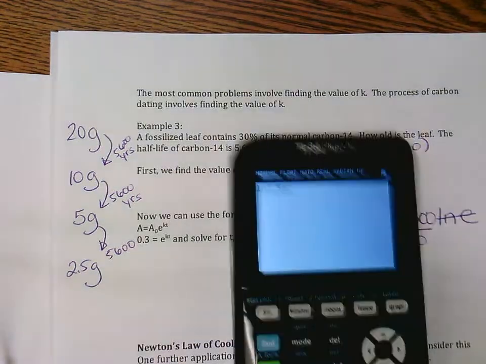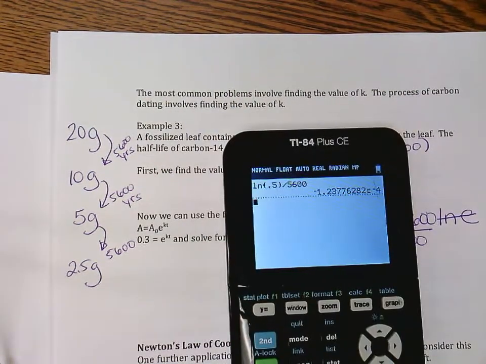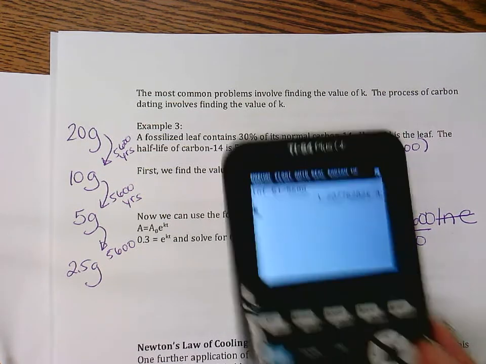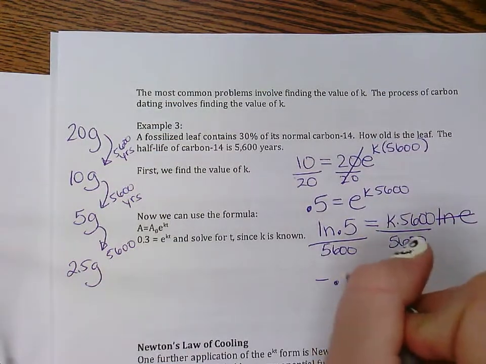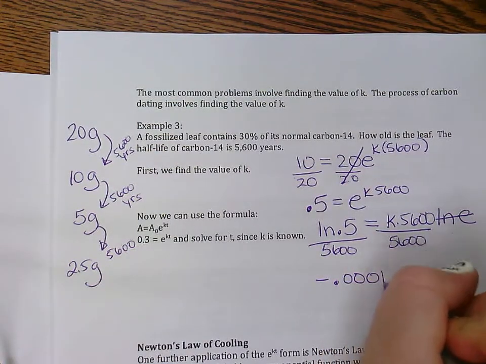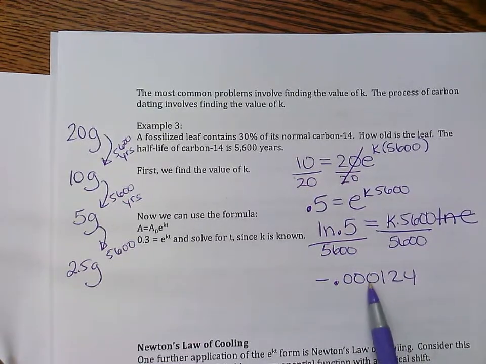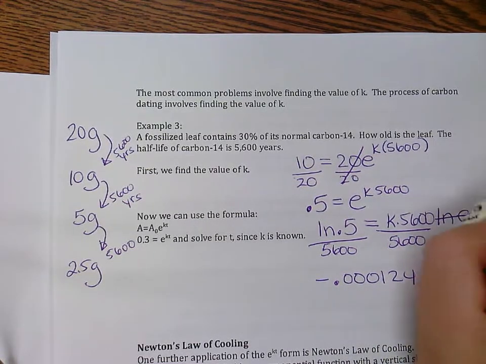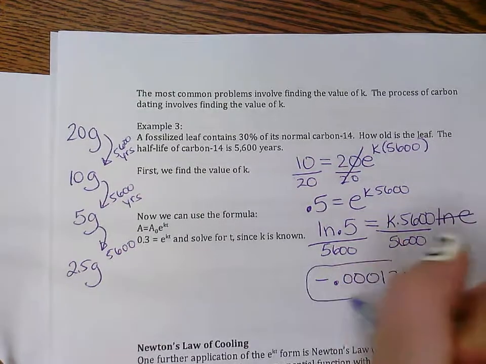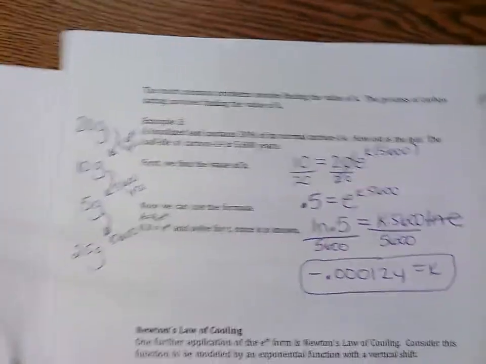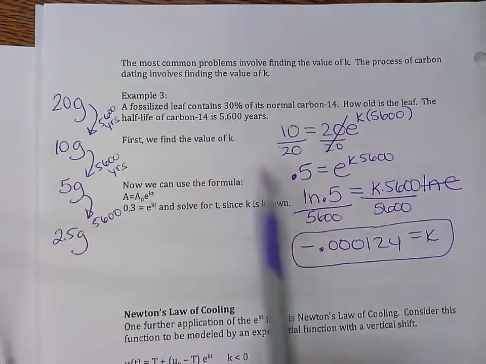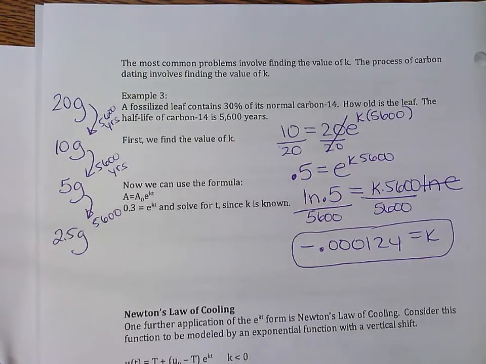So natural log of a half divided by 5,600 is negative 0.000124. Is that right? Because it's to the negative fourth power: 1, 2, 3, 4. Yeah. So that's K. I did all that work to calibrate K for this carbon-14 element.